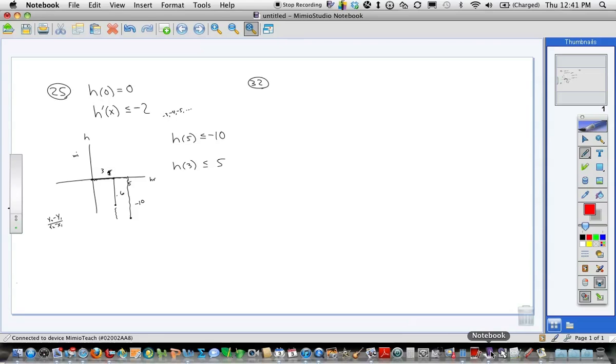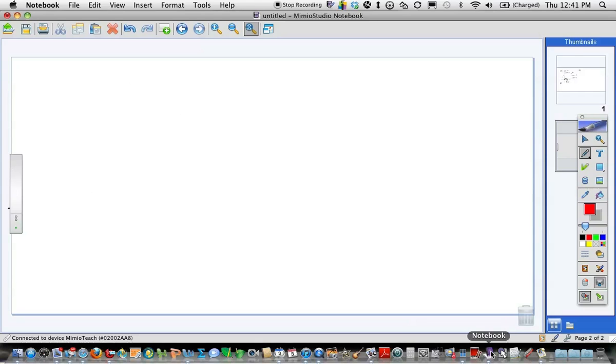Okay, number 32 here. All right, on number 32, we say that we want a position graph, a velocity graph, and it could be negative, and we want an acceleration graph.